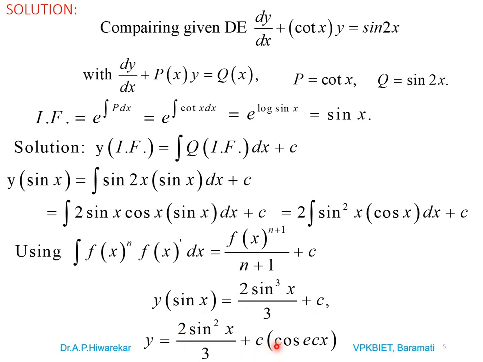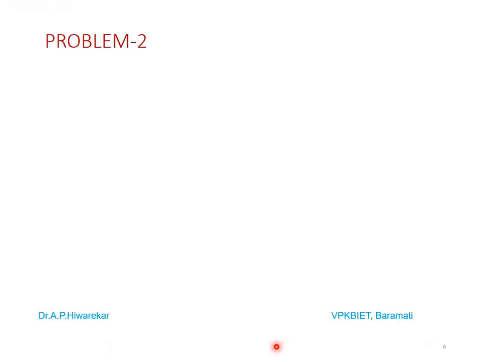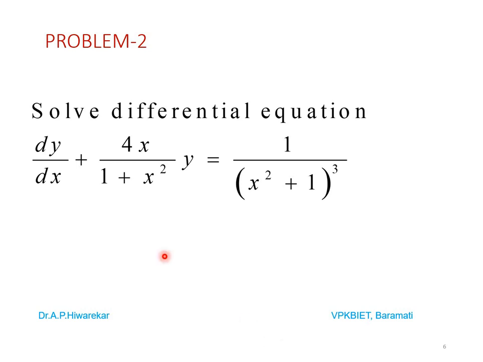So with this now we can move to the next problem, which is problem number 2. Solve the differential equation dy by dx plus 4x divided by 1 plus x square into y, which is equal to 1 by (x square plus 1) cube. Obviously, just by observation, we can see that this is a linear equation in y.